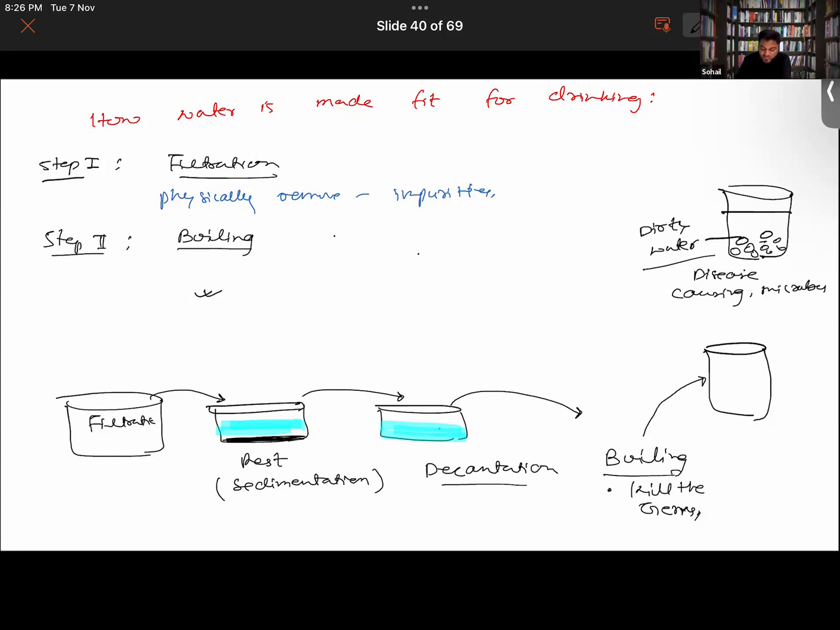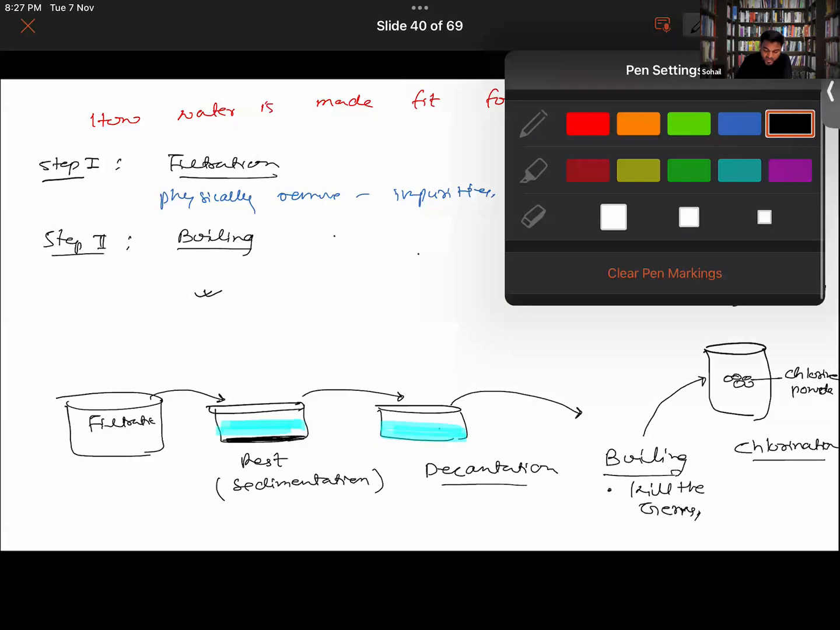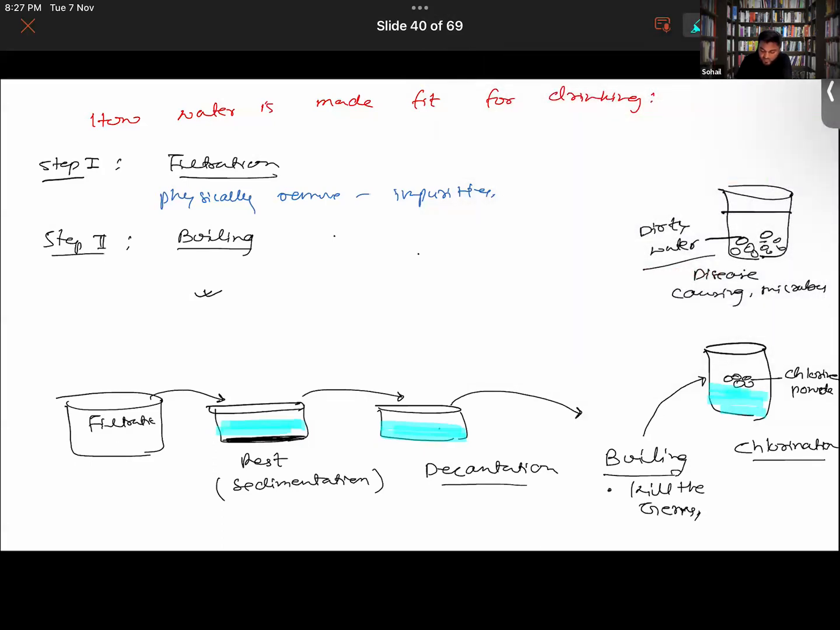After this, you will go to the chlorination process, right? In the chlorination, you will add some chlorine powder to this water. Now, chlorine, as I told you moments ago, what is it? Chlorine is a natural cleaning agent. So what will happen? How does it purify the water? Whatever germs are present in it will be killed by the chlorine.